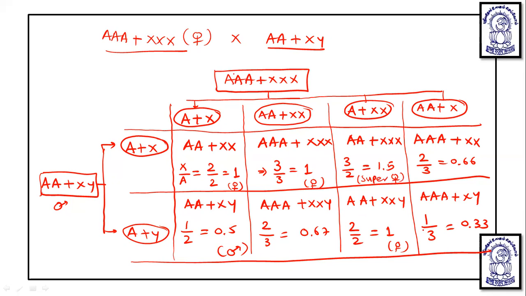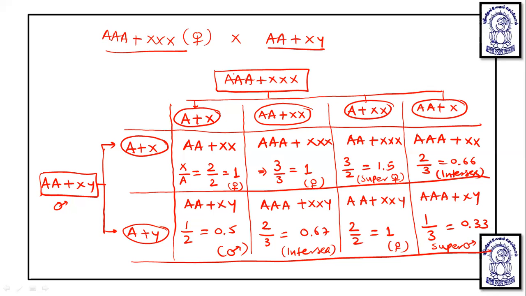So if the ratio is more than 1, that is going to be a super female. If the ratio is less than 0.5, then it is going to be a super male. And if the ratio lies between 0.5 and 1, then it will show a phenotypic expression of intersex. In such a way, the phenotypic expressions are seen.